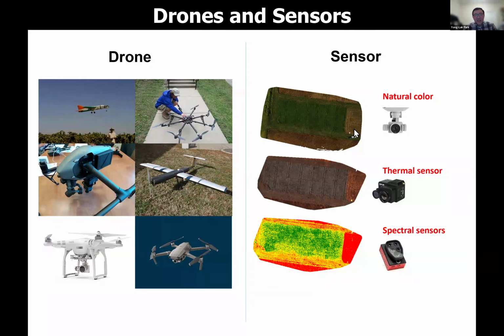In general, we put sensors like natural color cameras, thermal sensors, which detect temperature and heat, and spectral sensors. The drone and sensor can see something the human cannot see. This kind of thing is very common in current drone technology used for agriculture.